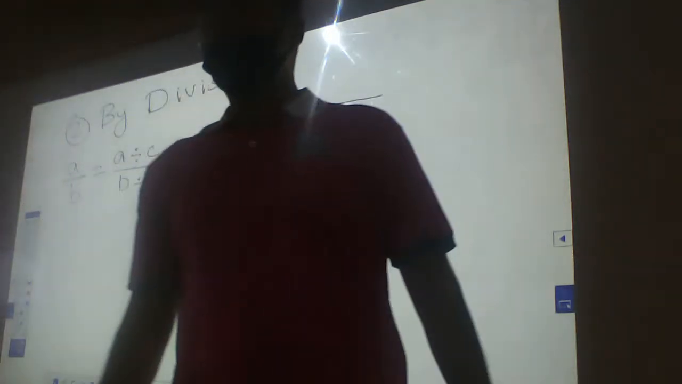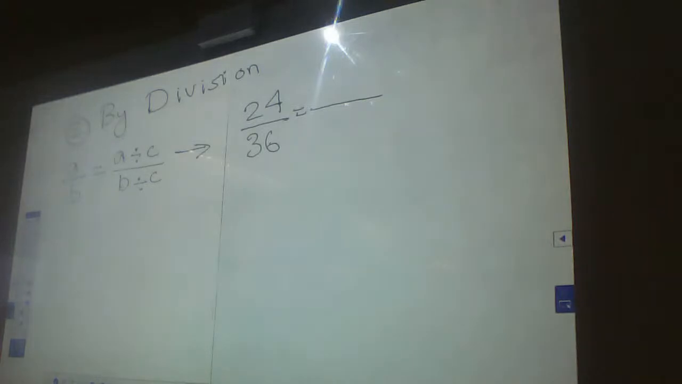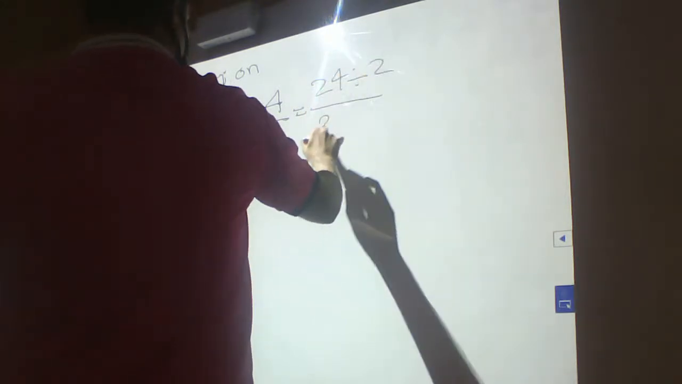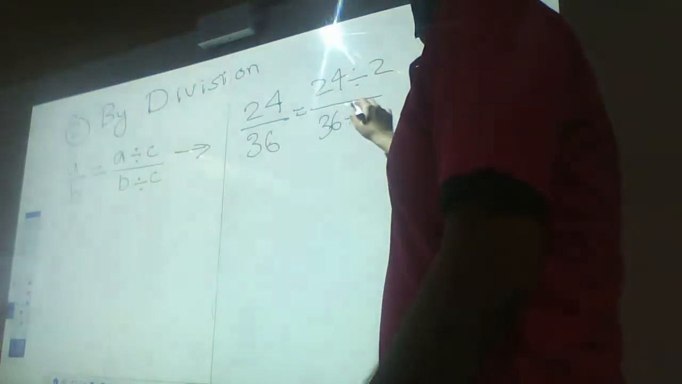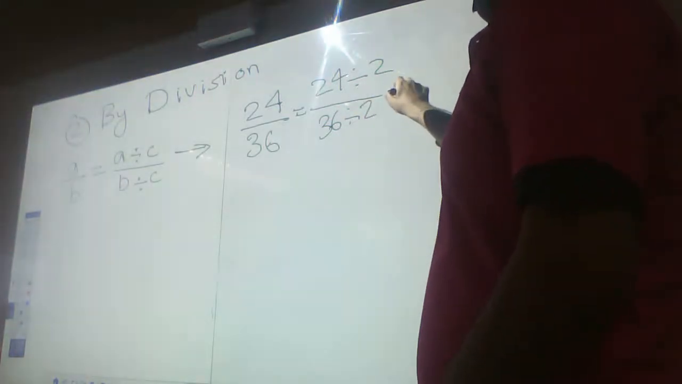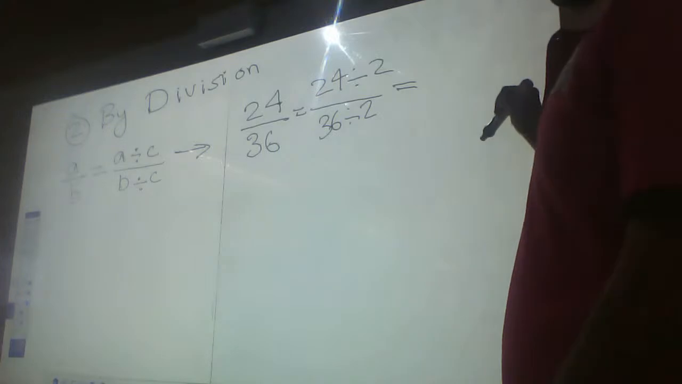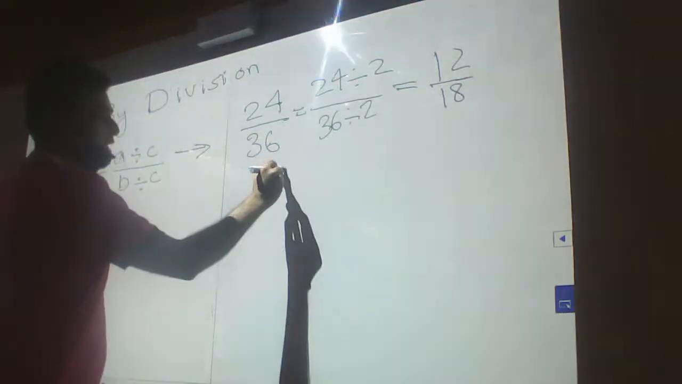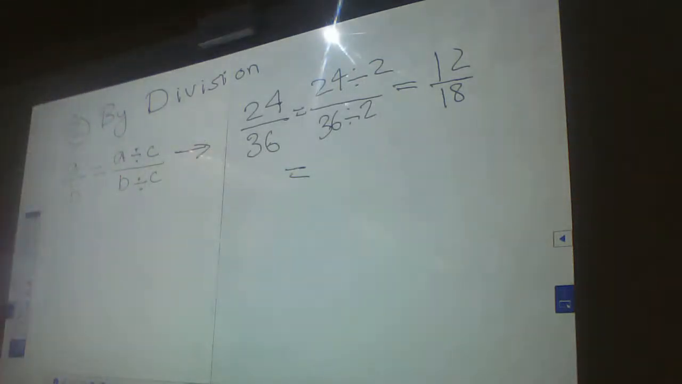Now what number should I divide by? Okay, start with 2. Let's say 24 divided by 2, 36 divided by 2. So what answer will we get? Okay, 12 over 18. Right, it's a fact. Yes, 12 over 18. Okay, let's say any other number can we divide by?